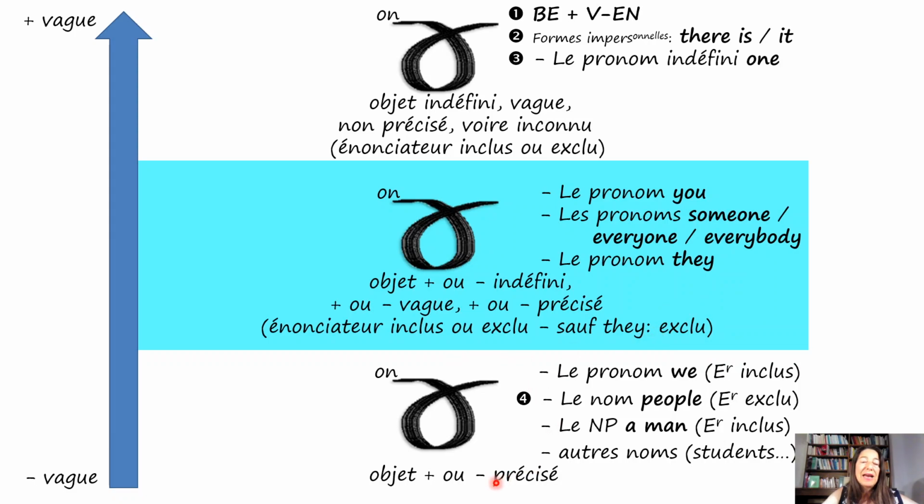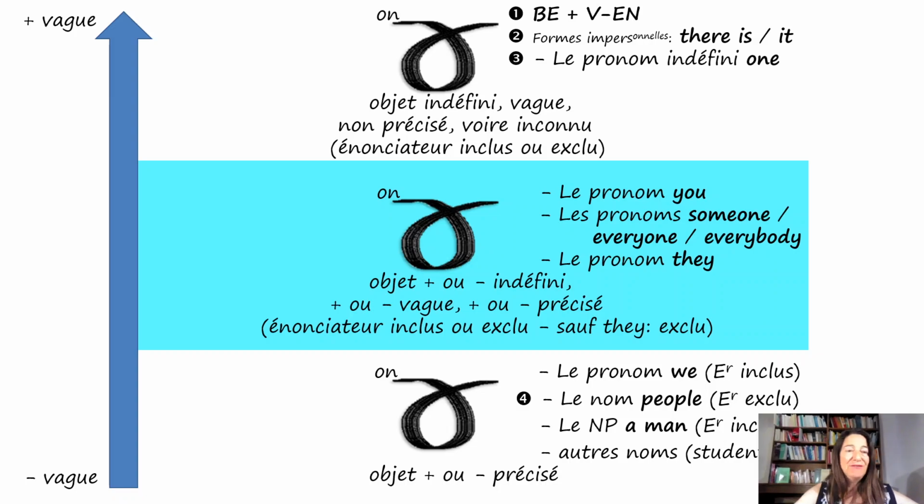And the third category in which the object to which on refers is more precise with we, that corresponds to nous in French. And then the fourth category, nouns, which cannot be exhaustive, and you can choose the appropriate noun depending on the context. Okay, so that's it for this video.